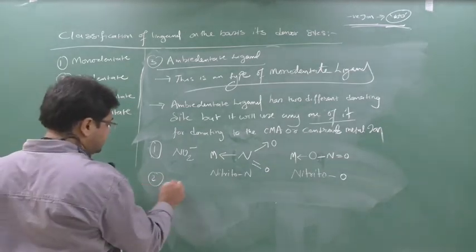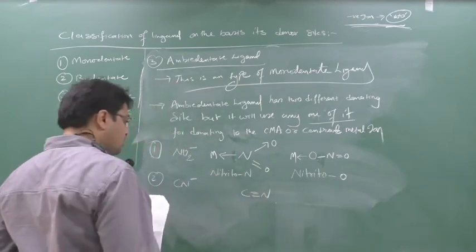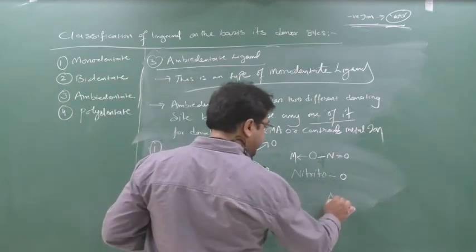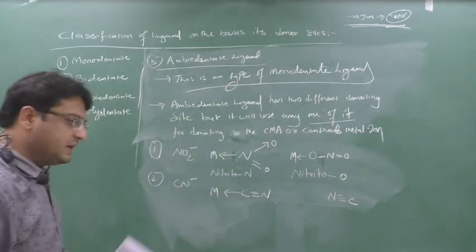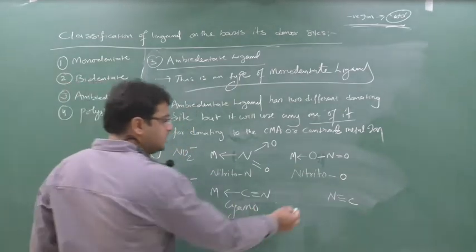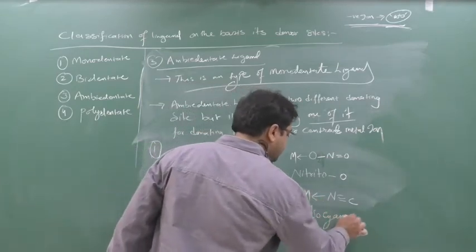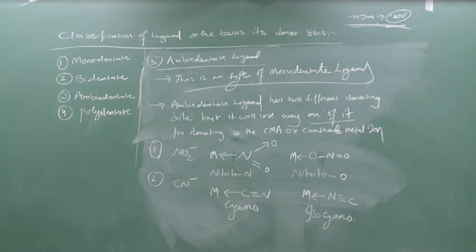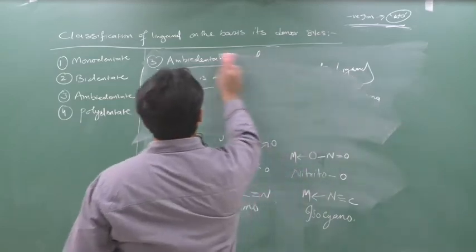Second, we will see CN minus. We have seen the two donor sites, no? C triple bond N, either here or here. I am writing it here, N triple bond C. If carbon donates the electron to metal M, I will call it cyano. If N is donating the lone pair to the metal M, I will call it isocyano. These names you should remember, okay? If carbon of cyanide is donating, it is cyano, and if nitrogen of cyanide is donating, it is isocyano. Clear? Next.